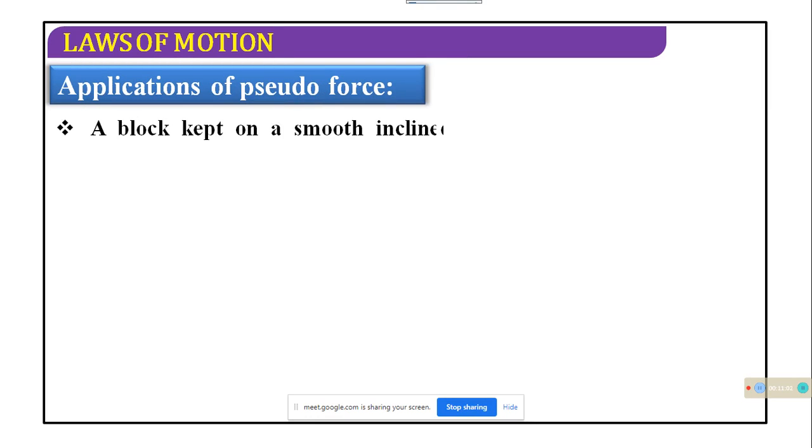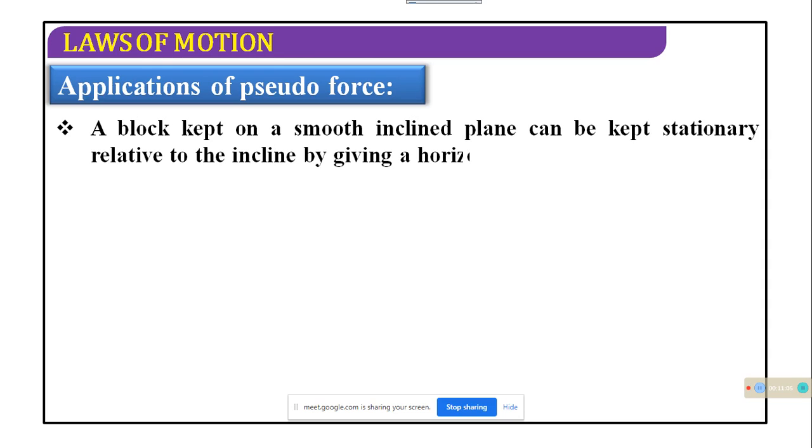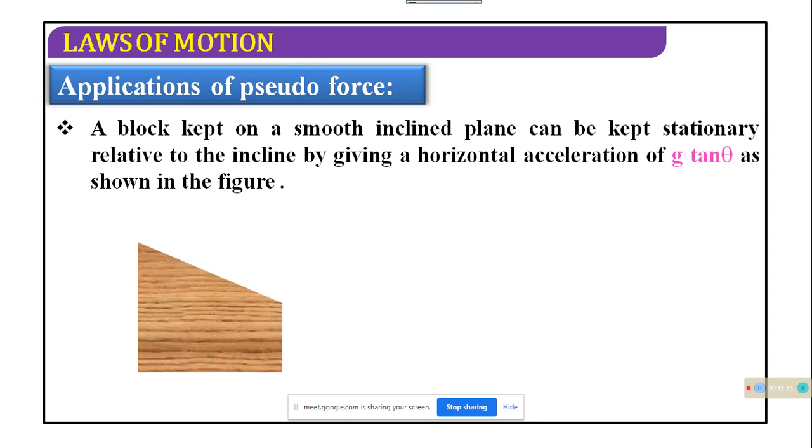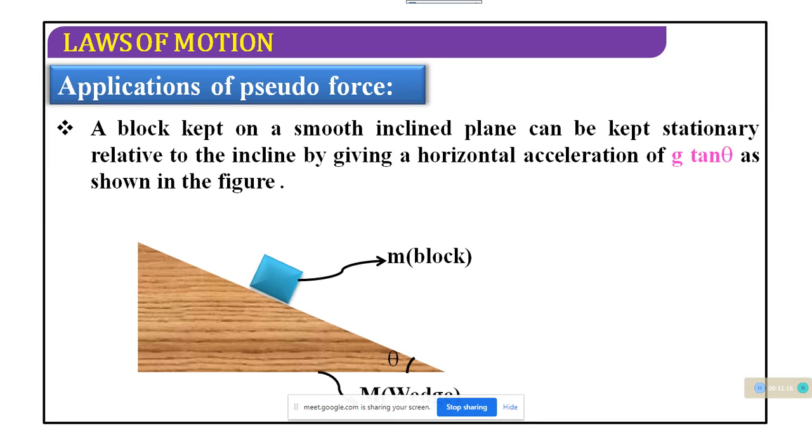Application of pseudo force. A block kept on a smooth inclined plane can be kept stationary relative to the incline by giving it a horizontal acceleration of g tan theta, as shown in the figure. The block of mass m tends to move downward. The weight acts exactly downward and the normal force acts in the normal direction. If we break mg into components, they are mg sin theta and mg cos theta, and the normal force is balanced by mg cos theta.